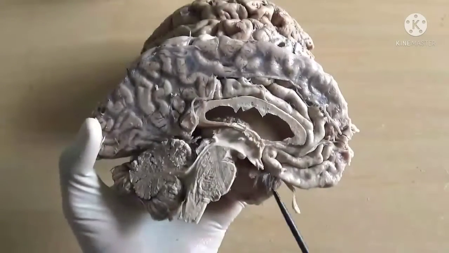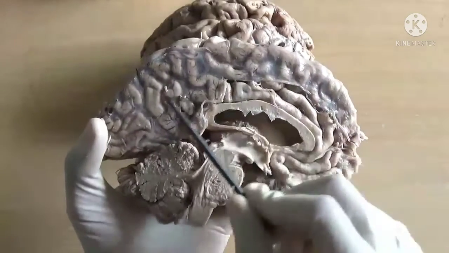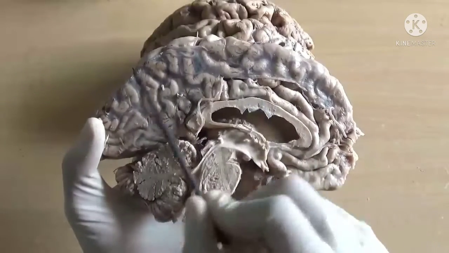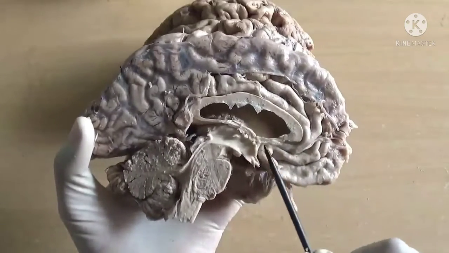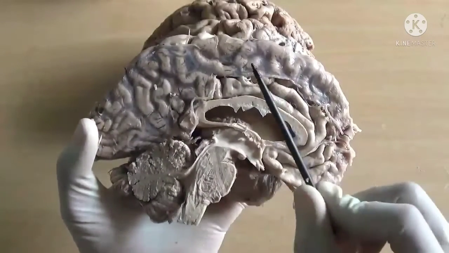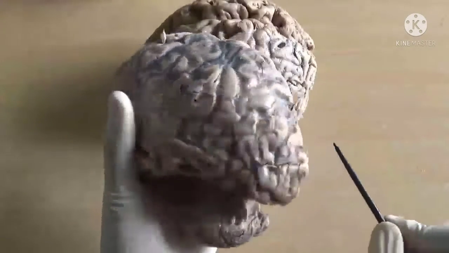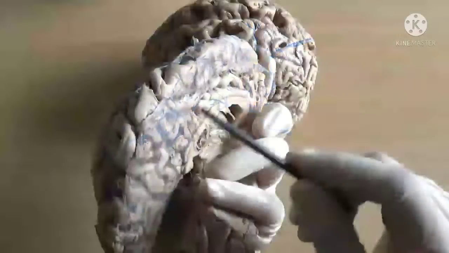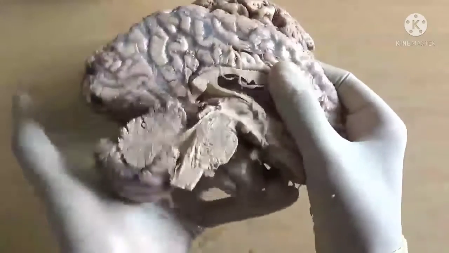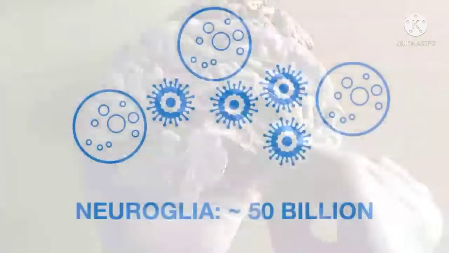Now let's discuss some facts about the cerebral cortex. Its weight is on average 600 gram, that is approximately 40% of the entire brain weight. So it is a very crucial thing, and it accommodates a large number of cells. The cells are either neurons, particularly their cell bodies, or neuroglia. On average, the entire cerebral cortex accommodates 10 to 15 billion neurons, and the neuroglia are 5 times the number of neurons, that is approximately 50 billion neuroglia.